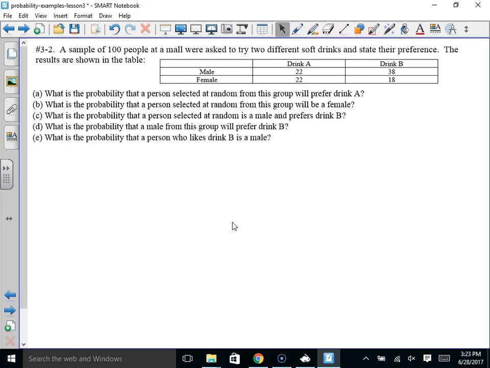So we have drink A and drink B, and we have different totals for males and females. A, let's just do these one at a time. What's the probability that a person selected at random from this group will drink A?